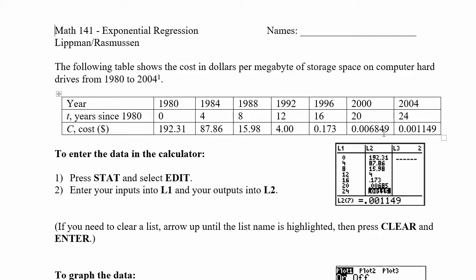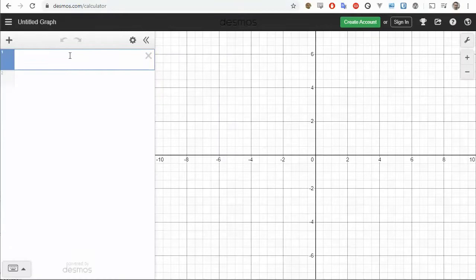Alright, in this video we're going to look at how to use the Desmos graphing calculator to do exponential regression. And we're going to do it using this data here, which looks at the cost per megabyte of storage space on computer hard drives from 1980 to 2004. So I'm going to switch over to Desmos here, and the first thing we need to do is create a table of the values that we had.